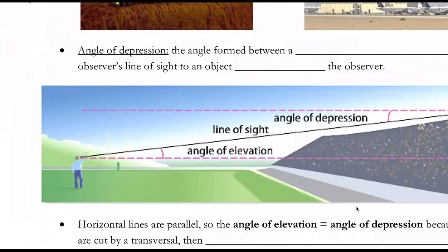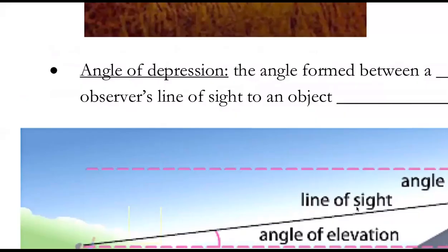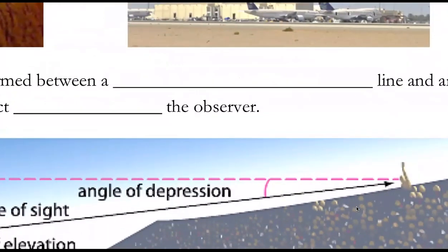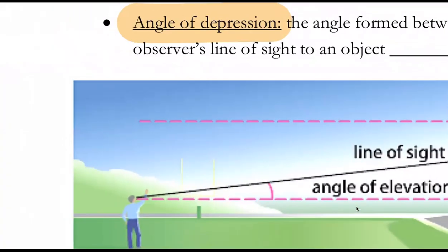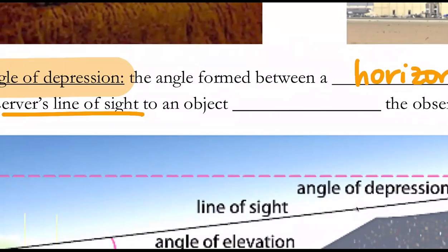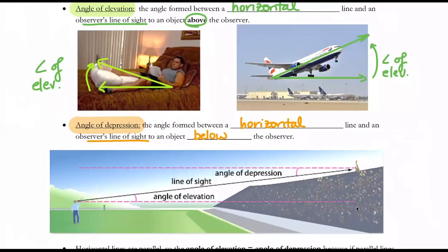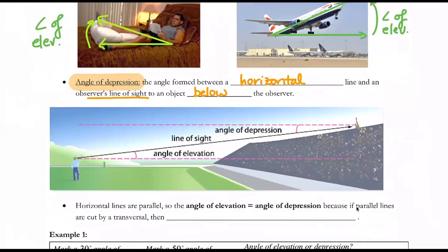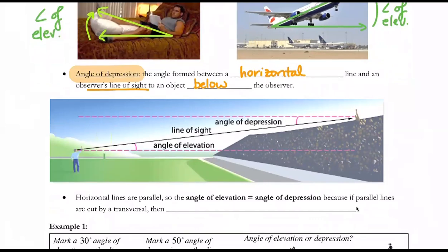Now, the angle of depression. The angle of depression is an angle that is formed between, again, a horizontal line, between the horizontal and an observer's line of sight to an object below the observer. Okay, the word depression means to lower or to go down. So angle of depression means you're going from the horizontal down.